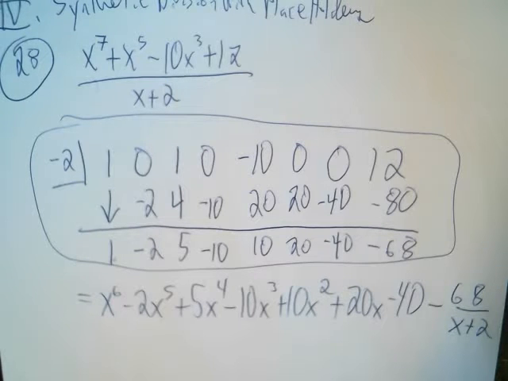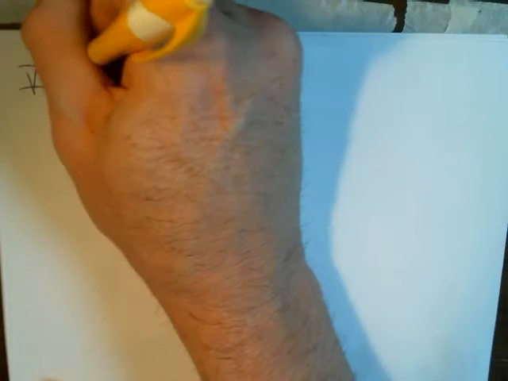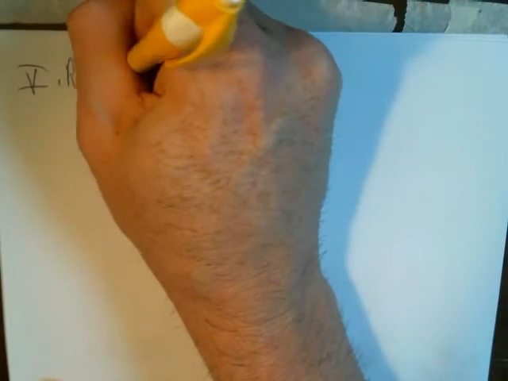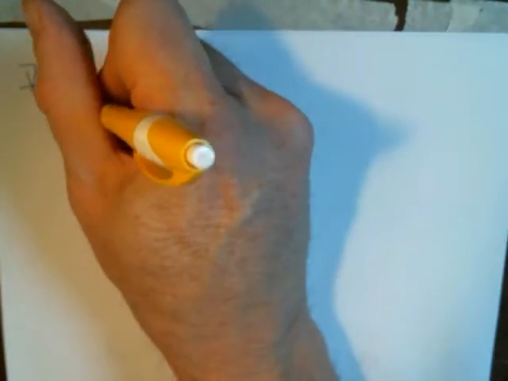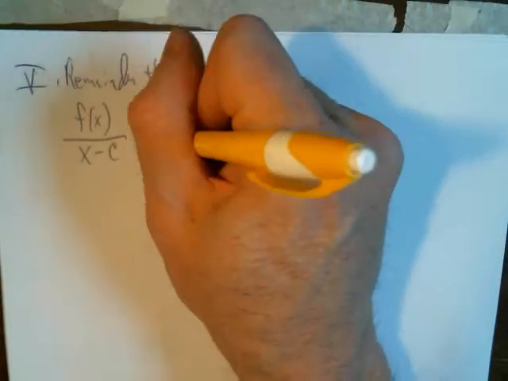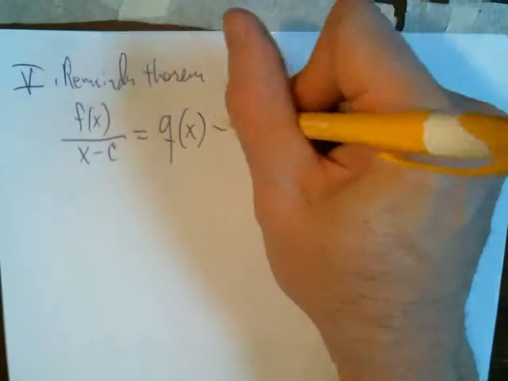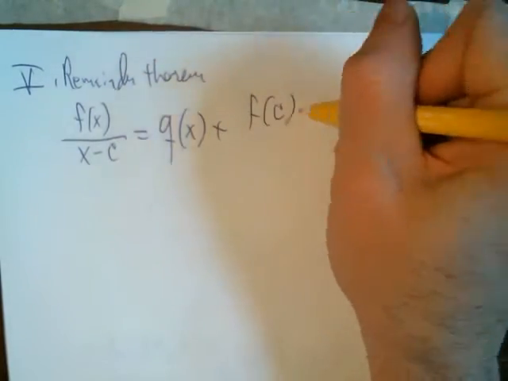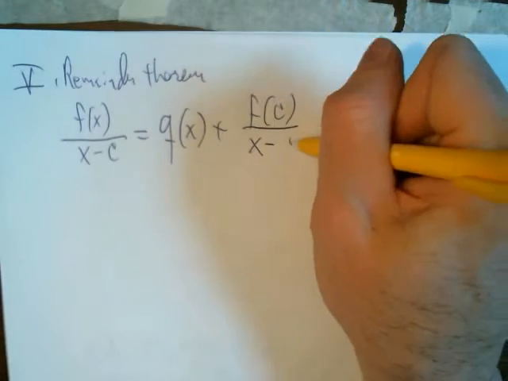Okay. Now, those are the mechanics of these guys. Now we get into more theoretical stuff. And the first thing we see is the remainder theorem. So if you have some polynomial f of x divided by x minus c, you could rewrite it as some polynomial plus f evaluated at that point c, divided by x minus c.